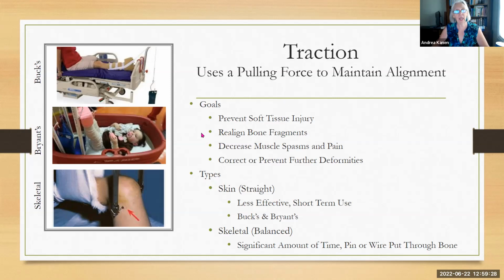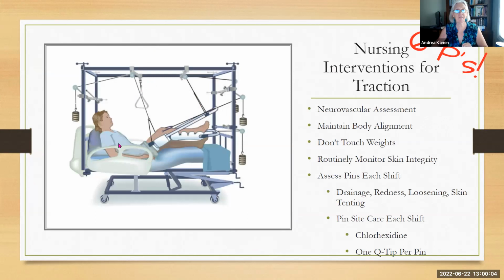They're going to realign those bone fragments, decrease muscle spasms and pain, and hopefully prevent any further issues. So there are different types of traction. Skin is short term, and you can see where, with skeletal, they're just going to run a pin straight through and then support that. And balanced is another type. This is a very typical Buck's traction here. So you can see they've got the brace and they've got all the weights hanging, and the weights are all hanging free. So that would be part of your assessment.